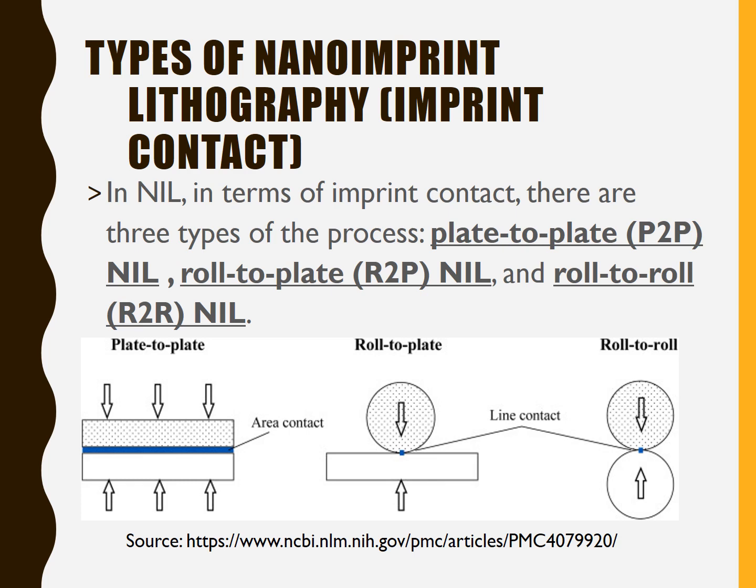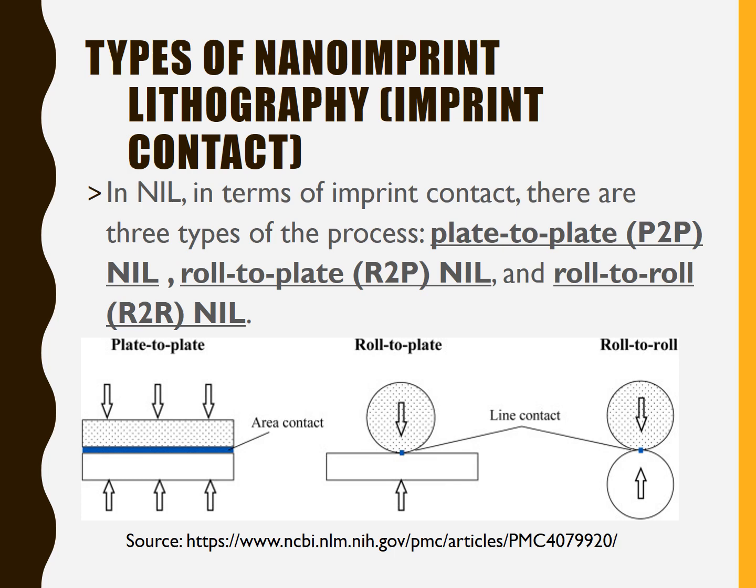Now, talking about roll to plate NIL, R2P NIL. Contrary to the plate to plate, now you have a roller press mechanism that is used to provide the imprinting force onto a rigid surface, as shown previously on this image here. On the plate to plate image, you will see all of that area of contact, right? Here on the roll to plate, you just have a roll and you only have a line contact right here.